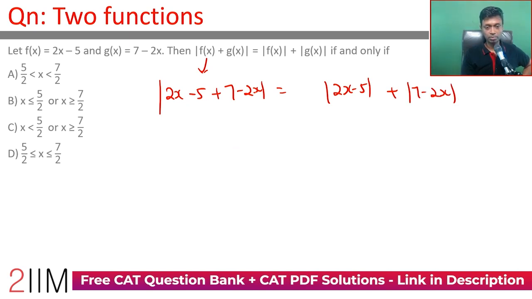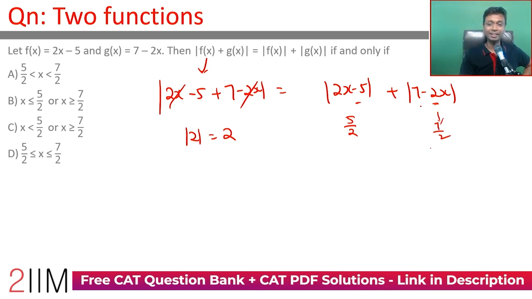2x minus 5 plus 7 minus 2x is modulus of 7 minus 5, which is mod 2, which is 2. Modulus of f of x plus g of x is 2. We need this to be 2. Now, modulus of 2x minus 5, modulus of 7 minus 2x. This breaks at 5 by 2. This breaks at 7 by 2.